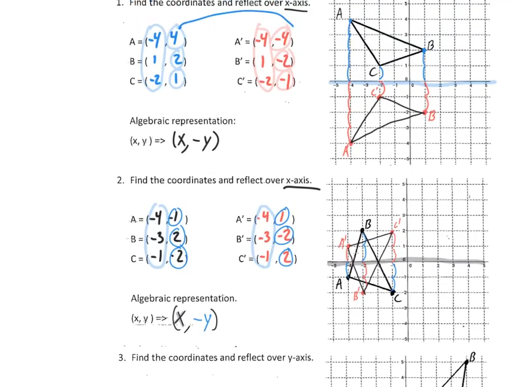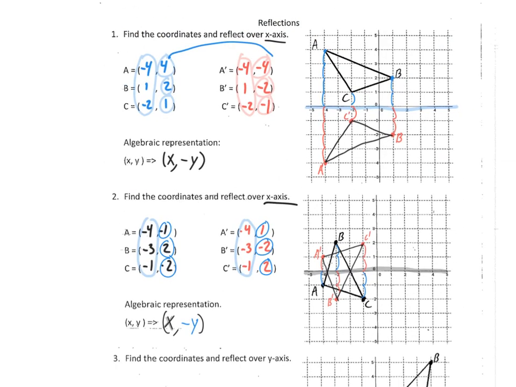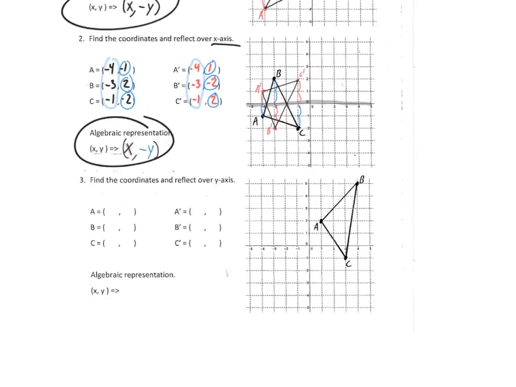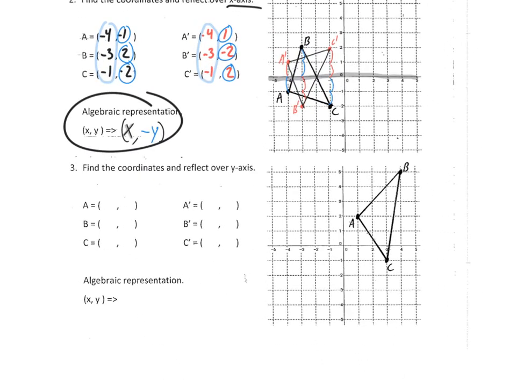So just like before, when we reflect over the x-axis, the algebraic representations remain the same. Now on number 3, we are going to be reflecting over the y-axis. So this time around, instead of flipping up and down, we're going straight across. I'm going to go ahead and start by getting my points for A, B, and C.